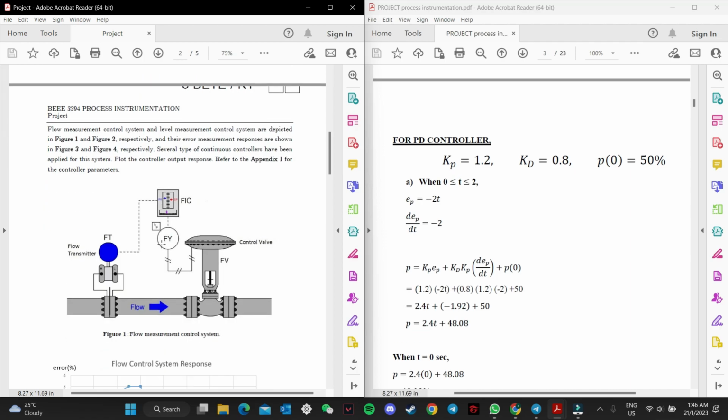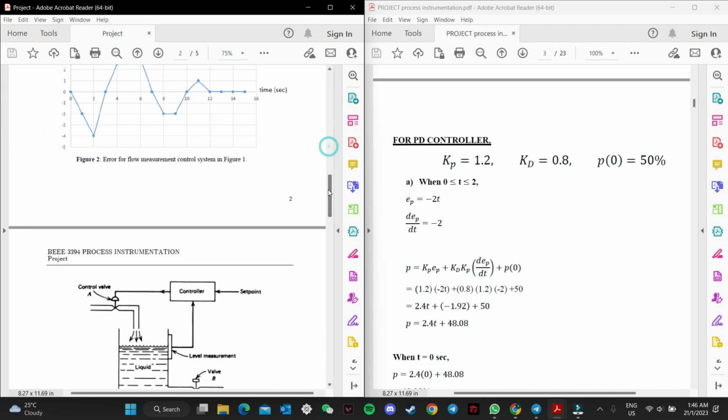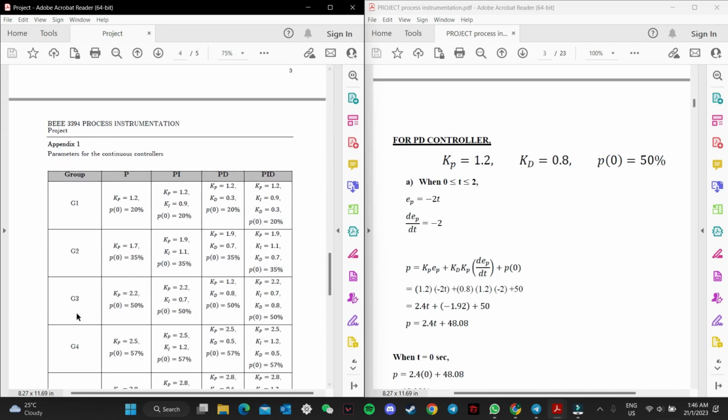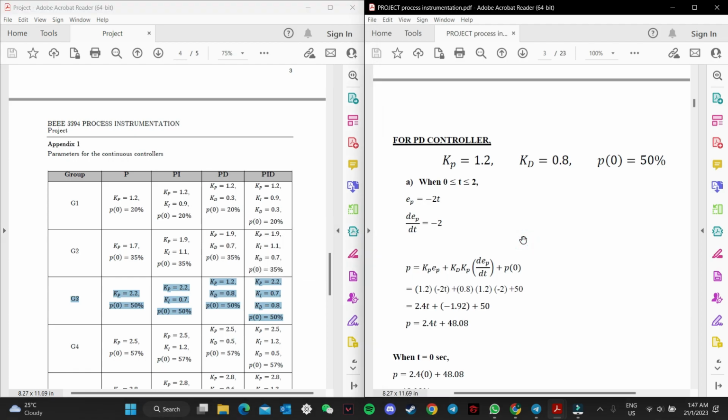This is about the flow measurement control system. As our group is group 3, you can see here this row is our appendix value of all the parameter values for the continuous controller. First of all, how we calculate the PD controller.